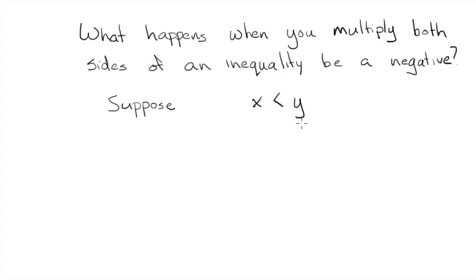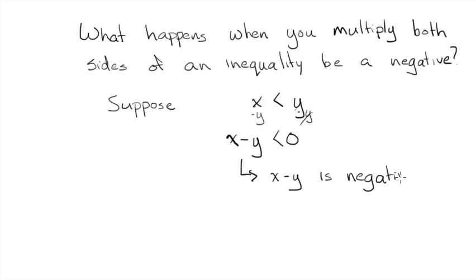Now if I rearrange this, if I subtract y from both sides, that would mean x minus y is less than 0. The y's cancel on the right, and I get 0. Which means x minus y is negative. So it's a negative number. Okay, so we have x minus y is a negative number.